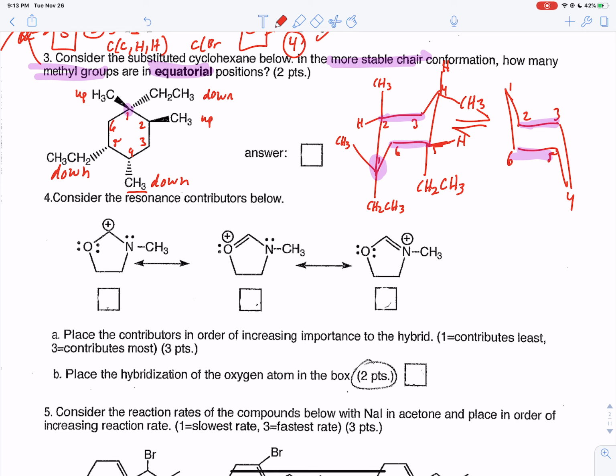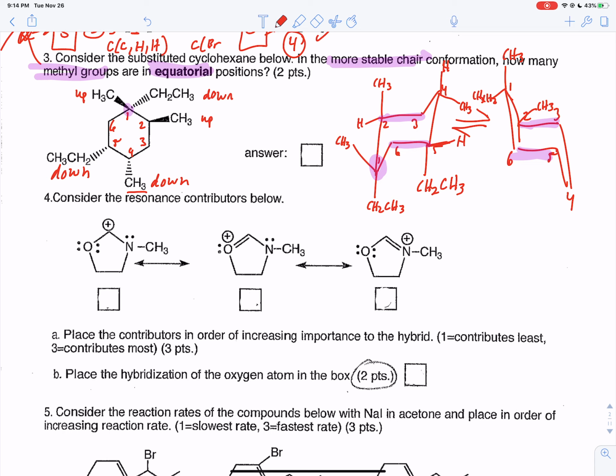So let's go to our number 1. Got something going up, something going down. CH3 goes up, right? We have the ethyl group going down. Okay, it's kind of small, but that's an ethyl group going down, okay? And then we go to our number 2 carbon. Number 2 carbon, what's going up is the CH3, so it's going up equatorial.